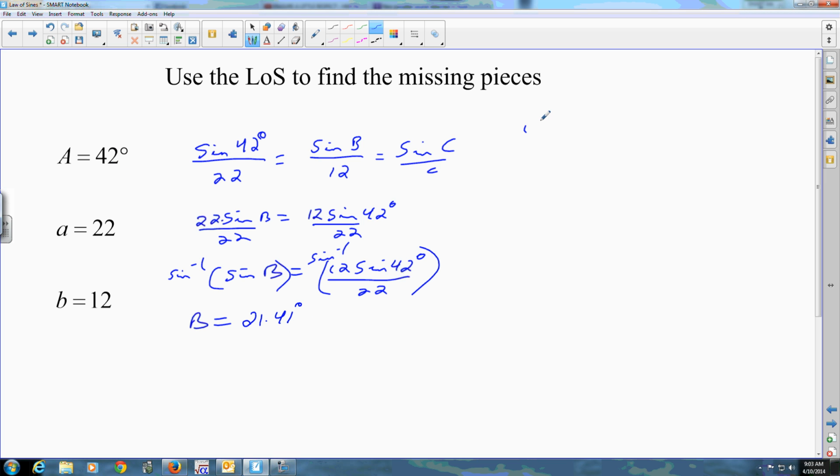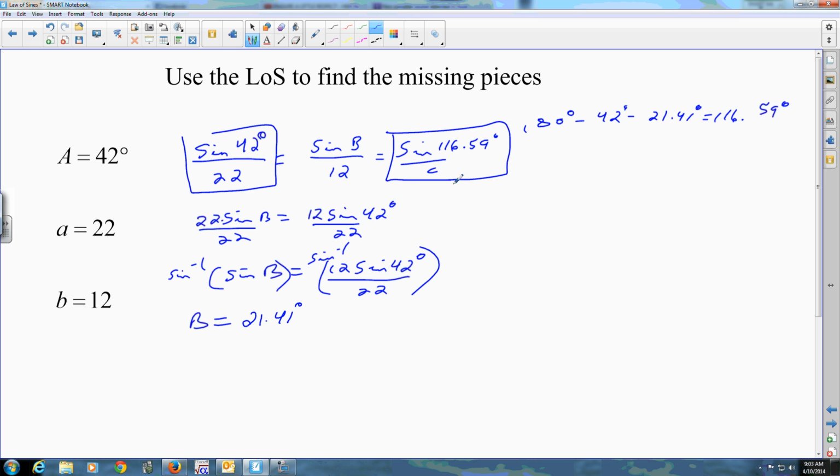Now, I know two angles, so I can subtract them off of 180. 180 minus 42 minus 21.41 degrees is going to give us 116.59 degrees. Okay, so now I can go back and fill in C. And I got 116.59 degrees. And now I can take this one and this one and cross multiply.